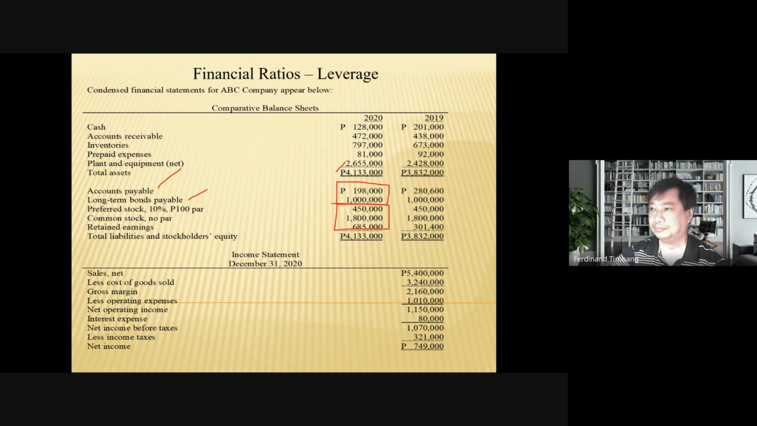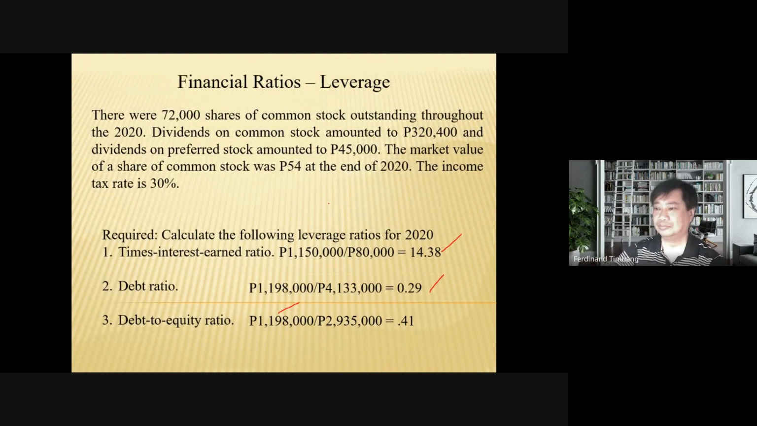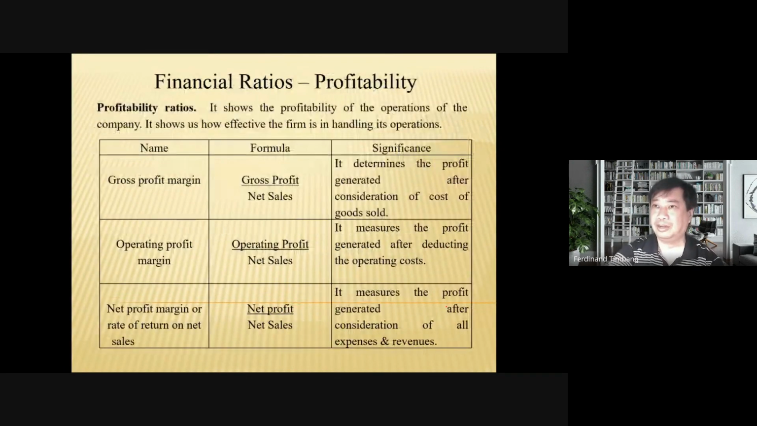So yan, kasi yan yung equity. Okay? Kapag pinag-add natin itong dalawang to, dapat mag-equal siya dito, di ba, kasi yan yung total assets. So it is 0.41. Okay? Ayan. Now let's go to the profitability ratio.